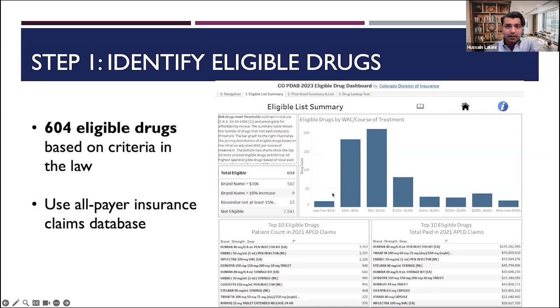And this is a screenshot of the dashboard that they created that is publicly available, and that lists the top 10 eligible drugs based on a variety of different factors. But we'll dive in a little bit more about which specific factors. But as you can see, there were 604 drugs. And you can see up here it breaks down, most of these drugs were really expensive. So the vast majority, 582, were more than $30,000, and these are brand name drugs. So they are on patent.